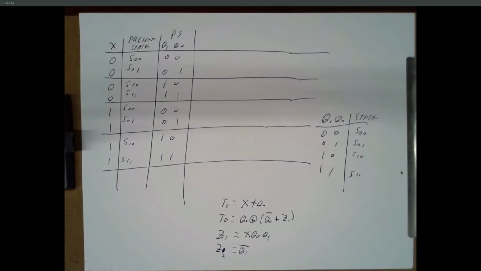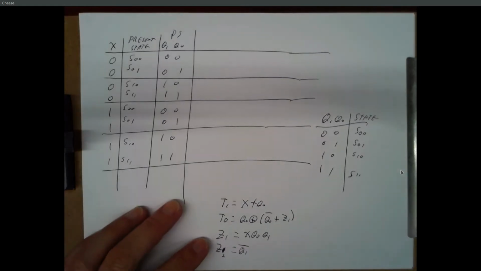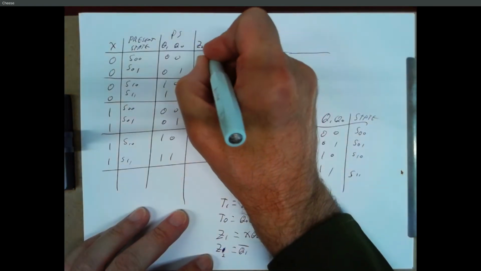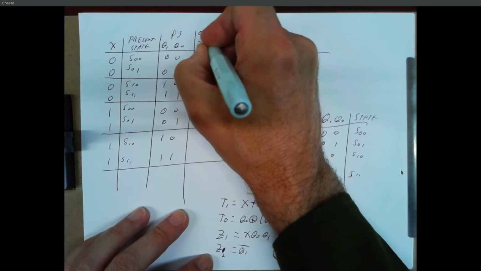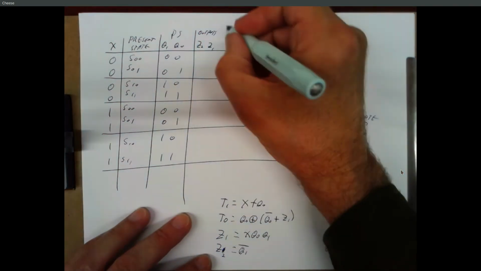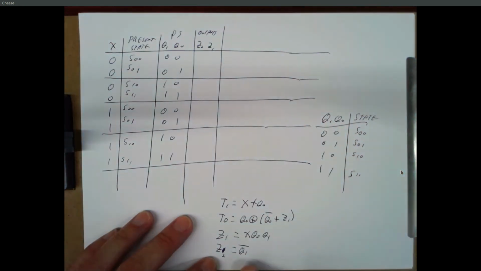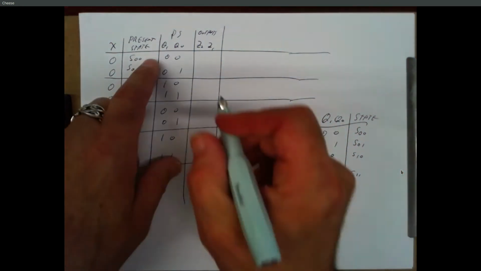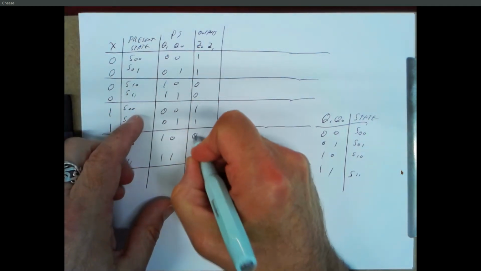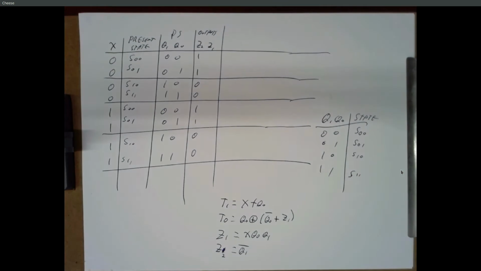So there's my equations. Well, I'm not too worried about my outputs. I may as well just put them in right here, and I know I'm going to use Z1 in a moment anyway to find T0. So let me put in some columns, Z2, Z1. I don't have to label these outputs, but I'm going to just put a label there anyway. So Z2 is just the complement of Q1. So I'm just going to go down Q1, and I'm going to toggle it. All right, that's Z2.